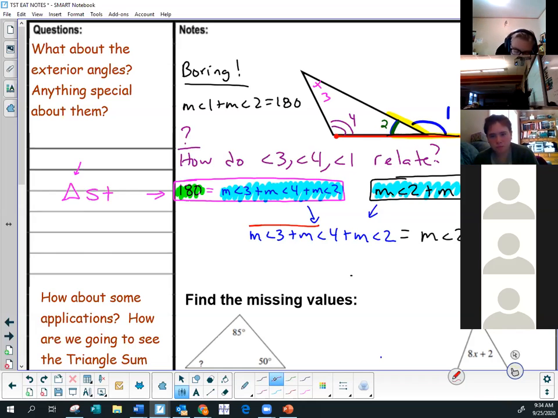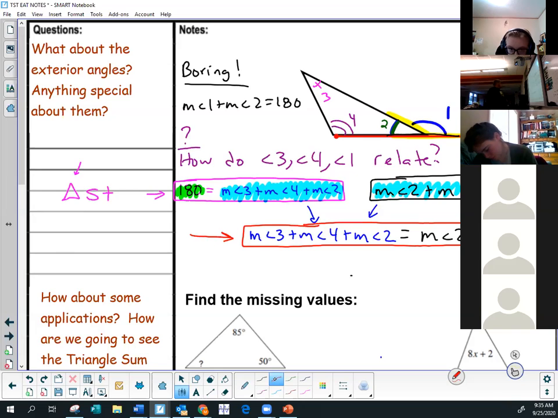For cool points, what's the mathematical idea that allows us to do this? Starts with a T. Okay. So we had this addition that's equal to 180, and 180 was equal to this other addition. Therefore, the additions are equal to each other. That's an application of the transitive property.